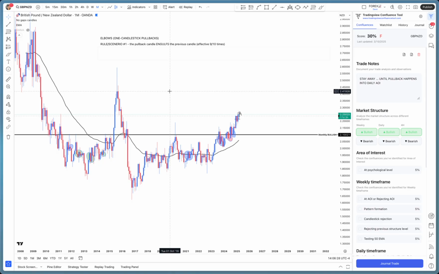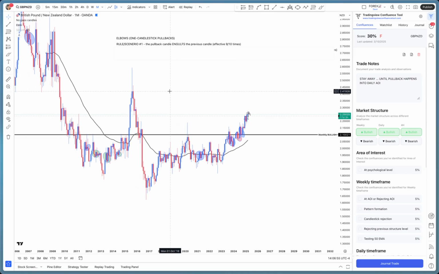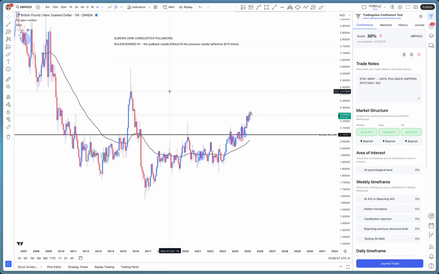Now, I'm going to be using the monthly time frame as an example, but the monthly time frame can be a little bit misleading sometimes because we're looking at it in such a high time frame. Now, these elbows, they are a lot more available, relevant, and a lot more noticeable on the lower time frames. They happen a lot more of the time. So we're just going to be going through GBP NZD to identify different scenarios of single candlestick pullbacks.